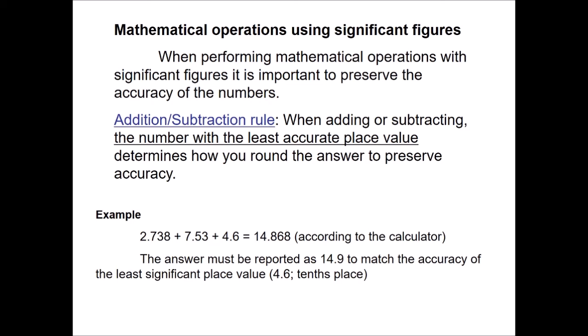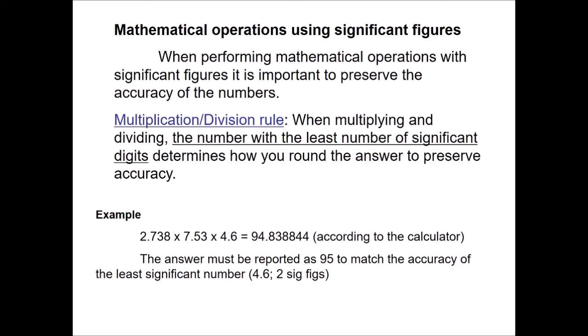When we have multiplication and division, it's a little bit of a different rule. In this case, we actually do care about the number of significant digits, not exactly the place values for those digits. So when we work with multiplication or division, the number with the least number of significant digits determines how you round the answer to preserve accuracy.